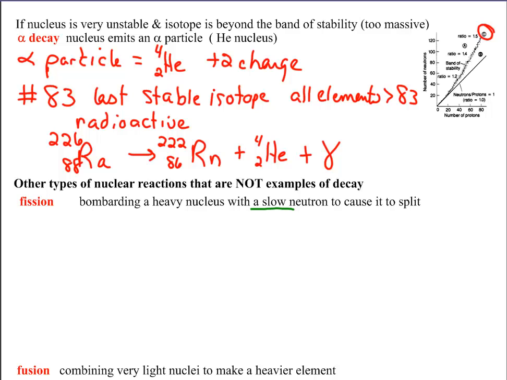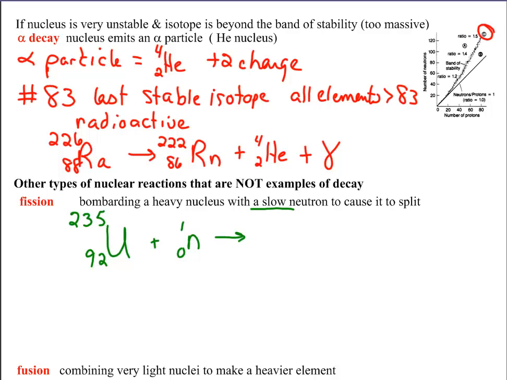So we have this very unstable nucleus, we add one more particle, and it causes the thing to break apart. Fast neutrons would just bounce or ricochet right off of these things, and it would not cause them to split. The most common example for looking at fission is uranium-235. Uranium-235's atomic number is 92, and we're going to add a slow neutron to it. So our total mass on the left side is 236, and our total charge is 92.